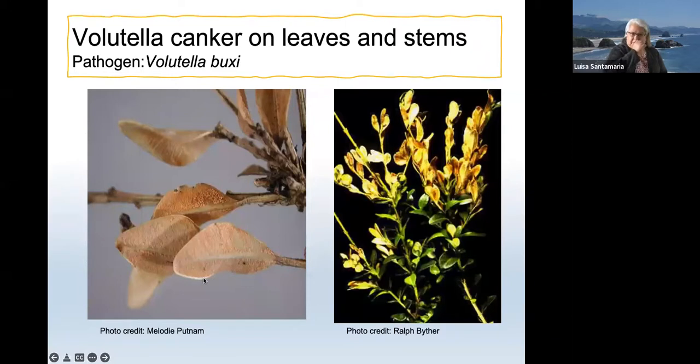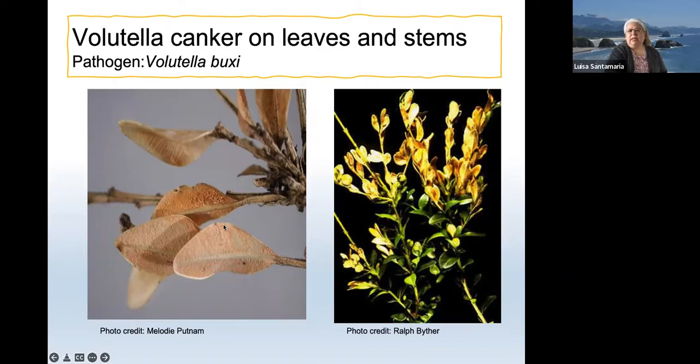So let's go to the Volutella canker on leaves and stems. This is caused by the fungus called Volutella buxi. One of the main symptoms is discoloration and flagging in the plant, but if we look closer, we can see at some point these salmon or pinkish colored groups of spores.